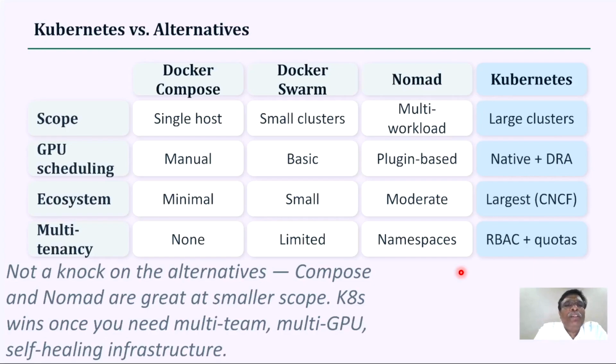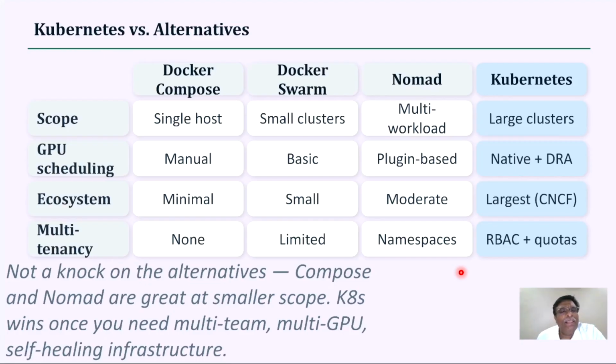If you look at scope, Docker Compose and Docker Swarm start with a single host up to multi workload, and Kubernetes gives us access to larger clusters. GPU scheduling in Docker Compose we do manually; we saw it with Docker Compose and Docker Run in the initial labs. Docker Swarm is a basic thing. Nomad uses a plugin based approach to GPU scheduling. Here we have native plus DRA. We'll discuss what DRA means, but for the time being, let's assume that is the way of GPU scheduling. Ecosystem wise, Kubernetes has the largest ecosystem, as I told you.